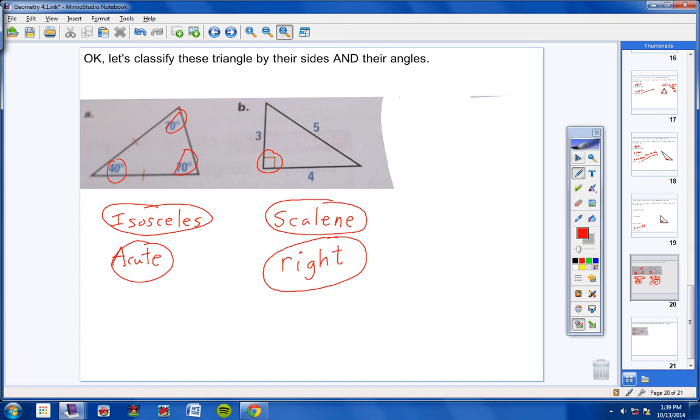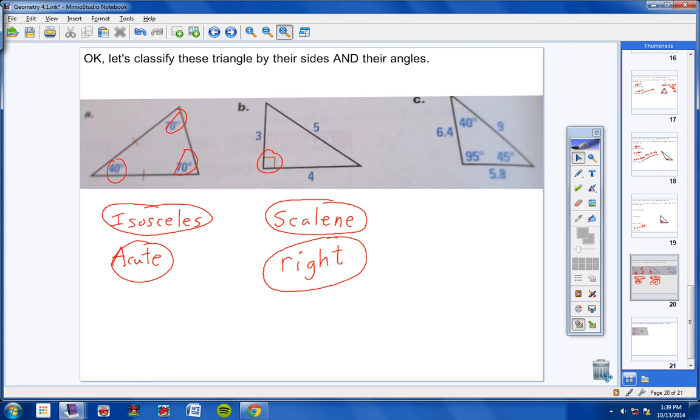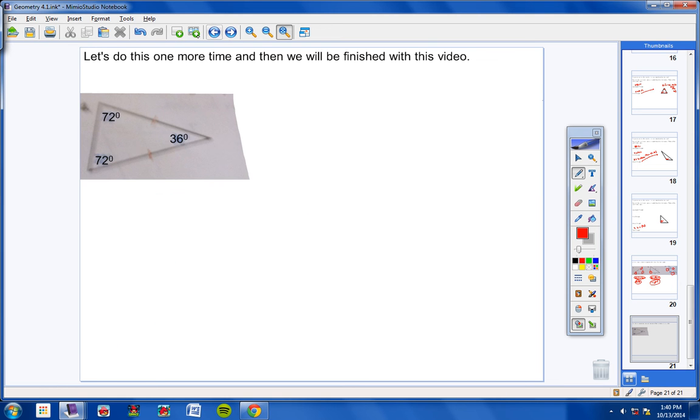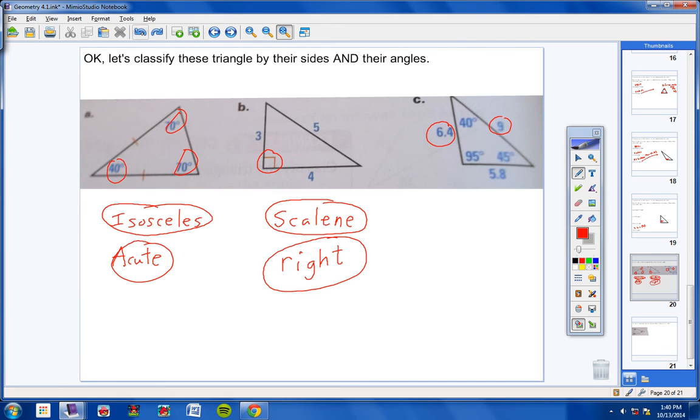All right, last one. Go ahead and copy this in your notes if you would, please. And then you may work. Okay, students, go ahead and copy this down, please. Triangle with 40, 95, and 45 degree angles, and then sides of 6.4, 9, and 5.8. Okay. Go ahead and copy that down, and then go ahead and classify this triangle by its angles and by its sides, okay?